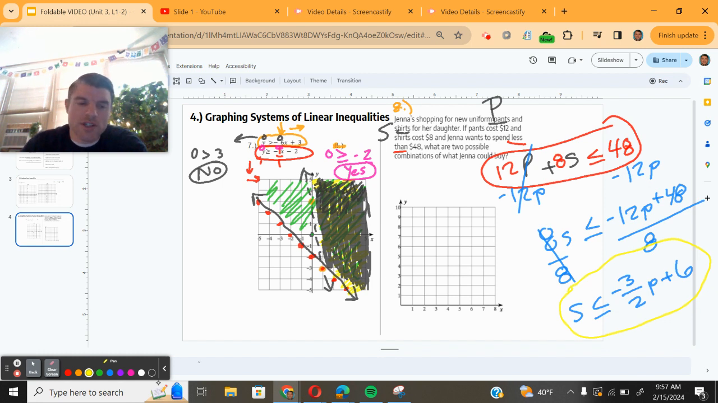I'm going to start with a 6 on the y-axis. I'm going to go down 3 over 2, down 1, 2, 3 over 2, repeating. It's a solid line because it's equal to.